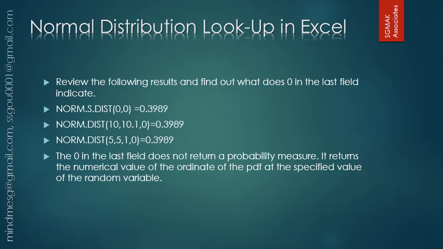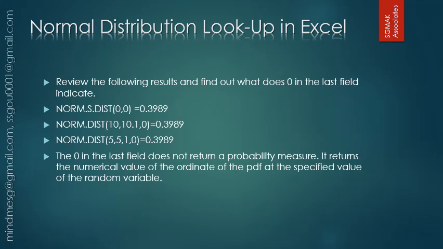Let's look at the following results just from the Excel lookup function. Norm.s.distribution 0, comma 0, that means the last field is 0. That number is 0.3989. Norm.distribution 10, comma 10, comma 1, 0 is 0.3989. Norm.distribution 5, comma 5, comma 1, 0 is 0.3989. So the 0 in the last field does not return the probability measure. As you can see, all numbers are identical.